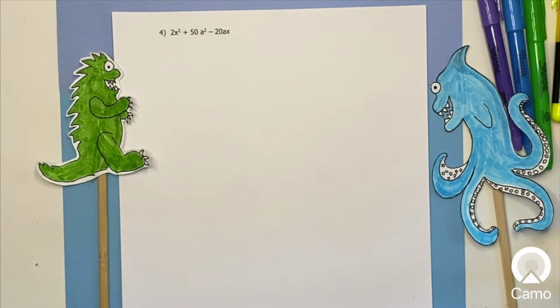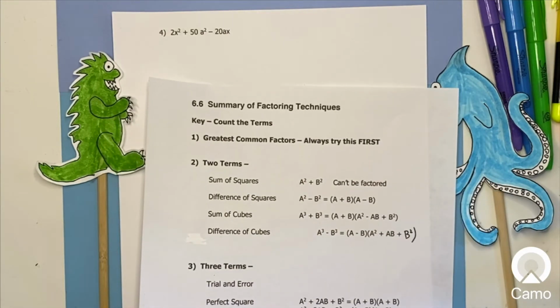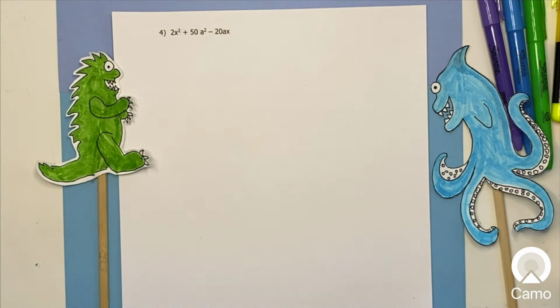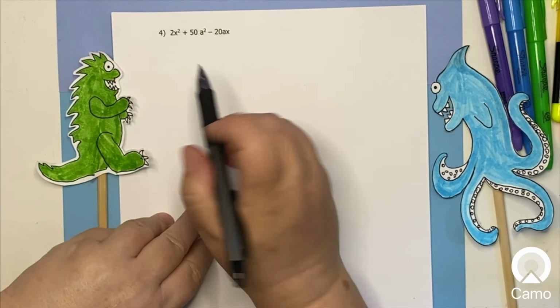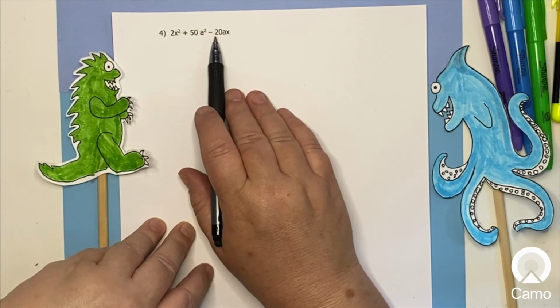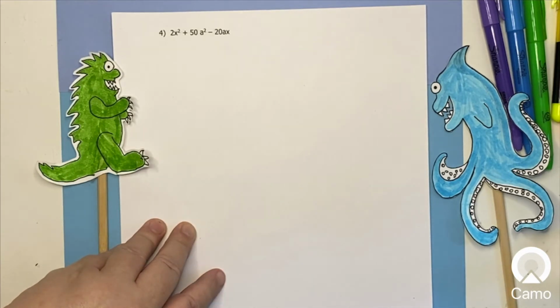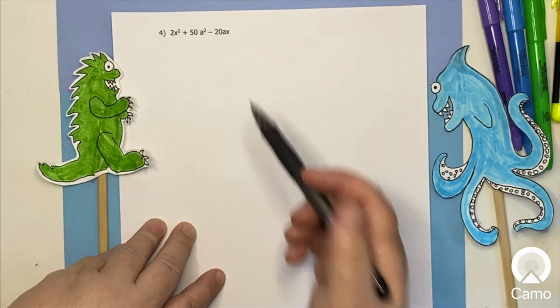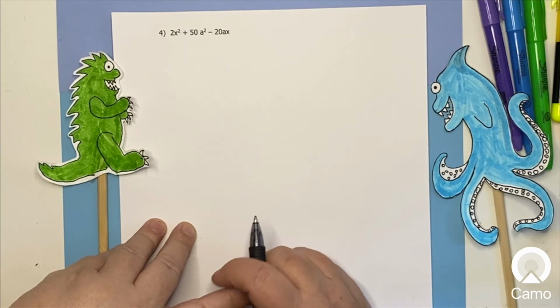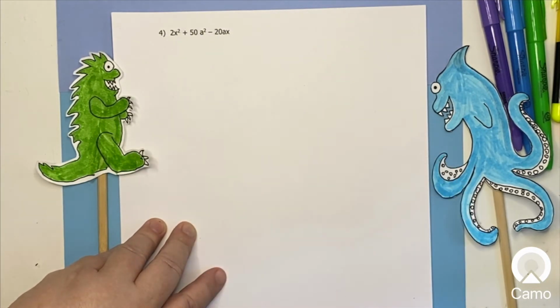Ta-da! Okay, again, whenever we're starting a factoring problem, the very first thing we're always going to look for is the GCF. Any common factors, let's get those out because it's going to make everything smaller, easier to work with. So I see 2x squared, I see 50a squared, and I see a minus 20ax. Now, I don't know about you, but personally, this makes my head swim a little bit because it's hard to see what's common because everything seems to be mixed together.